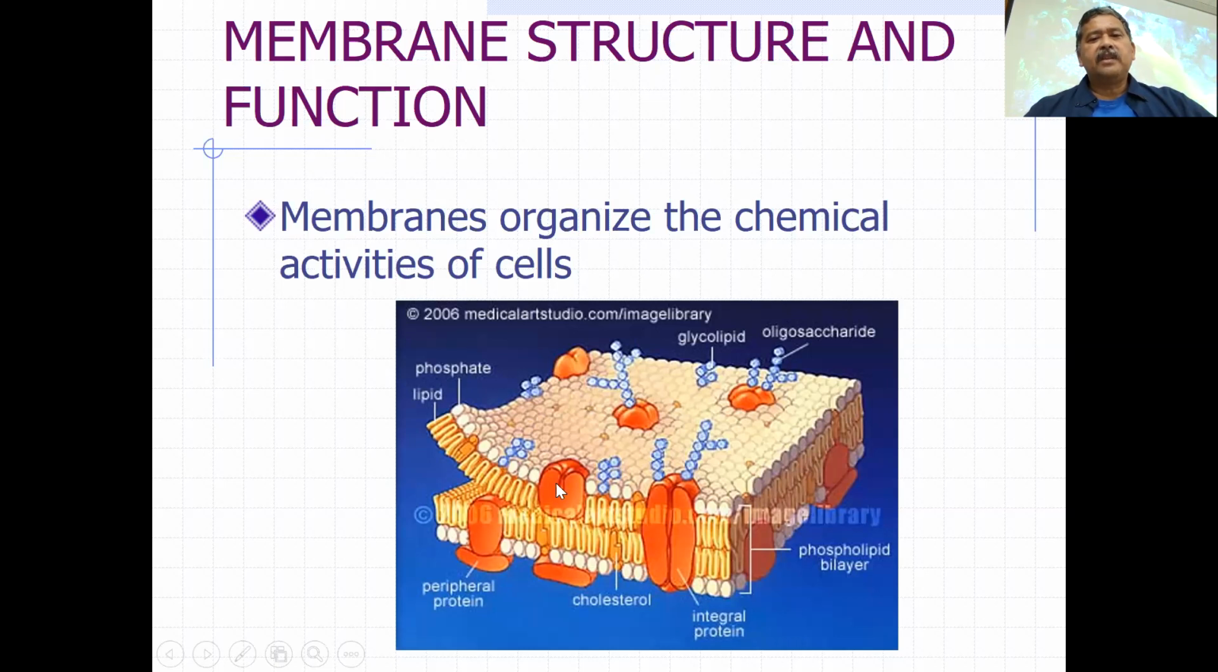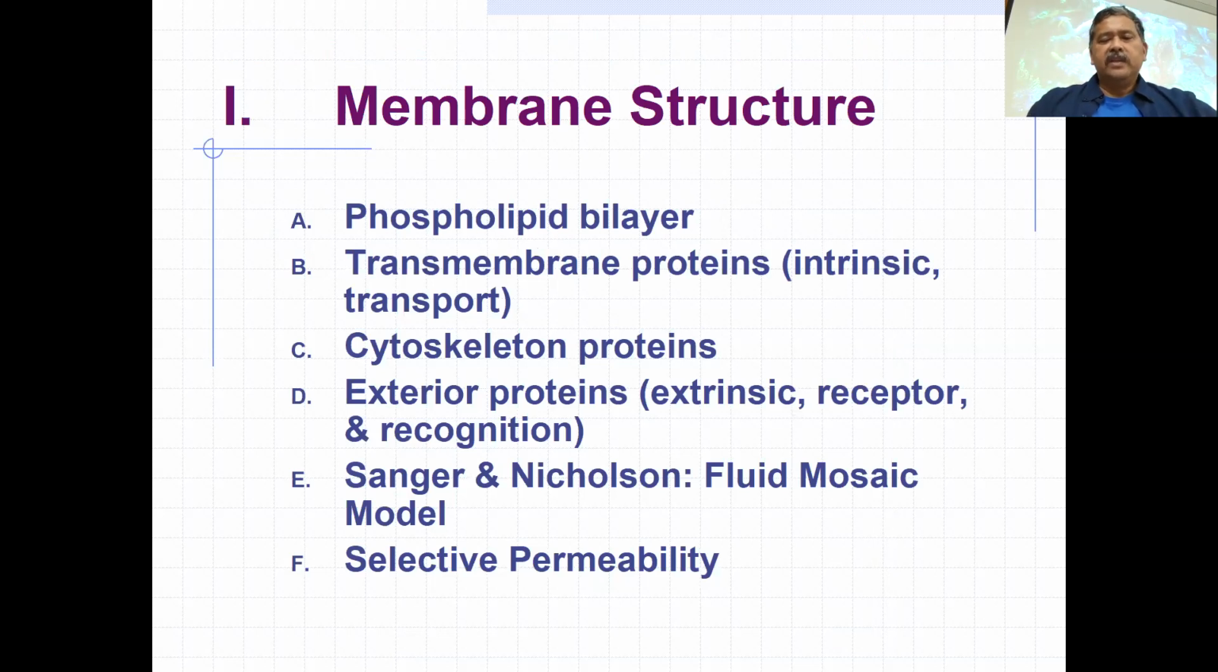not just the cell membrane that's shown here, but there are smaller pieces within the cells that we studied last time called organelles, and those organelles have membranes also, and those membranes organize the cell's chemical activities. This is where we're headed for the first part of the talk.